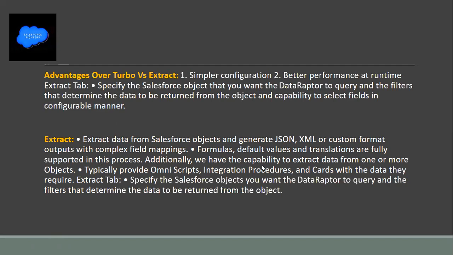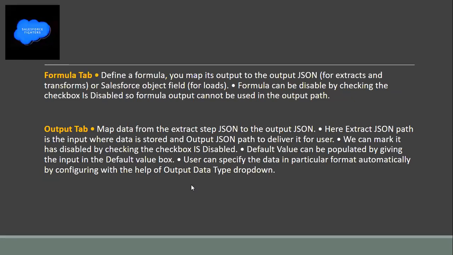Additionally, we have the capability to extract data from one or more objects, typically providing the Omni Script, integration procedures, and cards with the data. They require extract tabs. Specify the Salesforce object you want the data reporter to query and the filters that determine the data to be returned from the object.